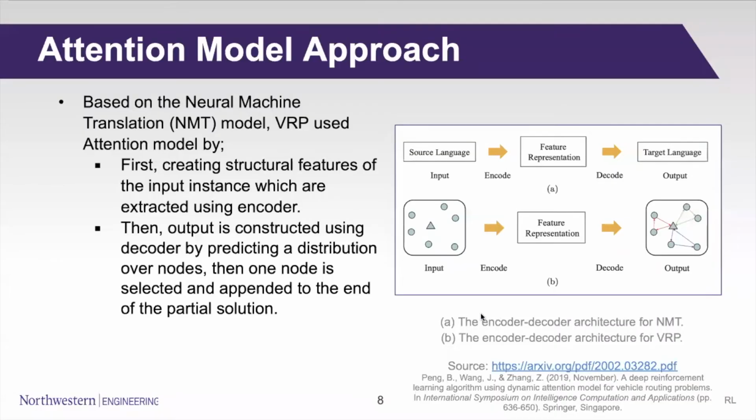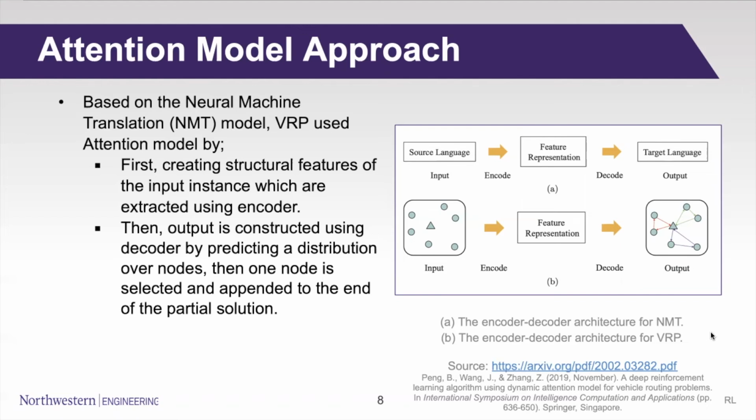Hi, this is Aziza. So in addition to the Deep Q Network, we've also experimented with the attention model, which was introduced in the paper by Peng et al. It's very similar to neural machine translation, where the encoder extracts syntactic structure and semantic information from source language text. Then the decoder constructs target language text from the features given by the encoder. So VRP uses the attention model by first creating structural features of the input instance, which are extracted using the encoder, and then the output is constructed using the decoder by predicting the distribution over nodes, and then one node is selected and appended to the end of the partial solution.